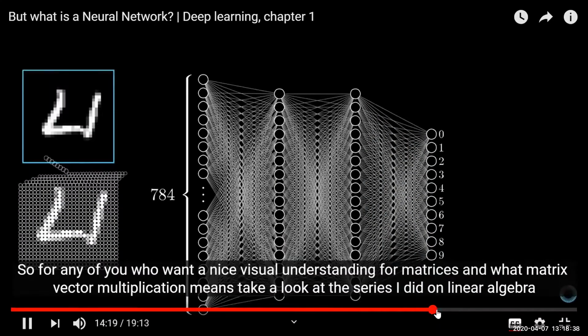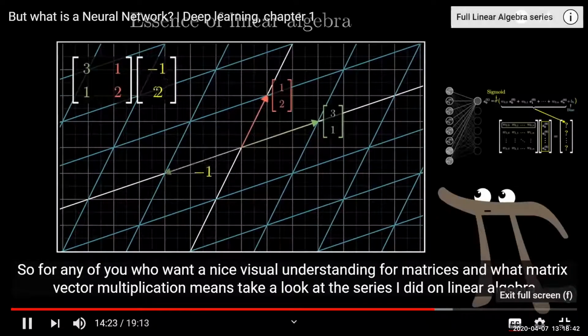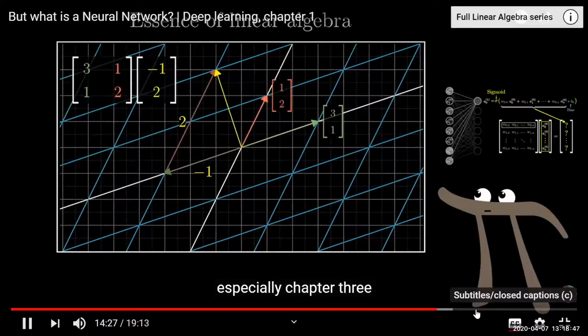any of you who want a nice visual understanding for matrices and what matrix vector multiplication means, take a look at the series I did on linear algebra, especially chapter 3.